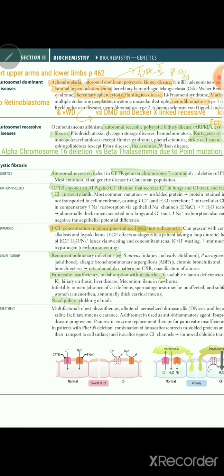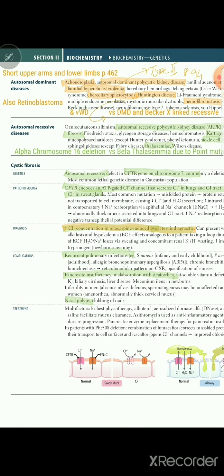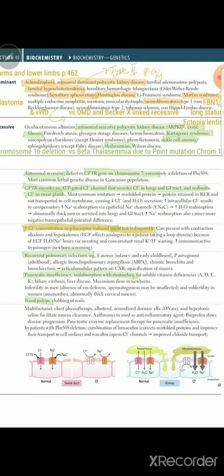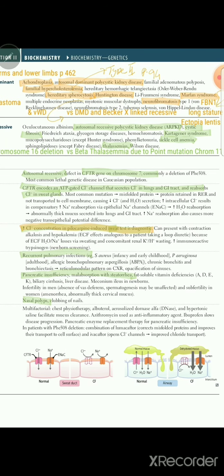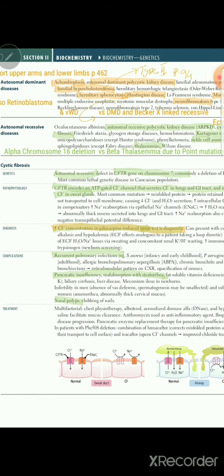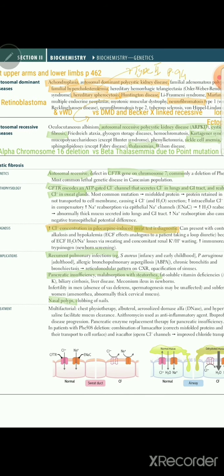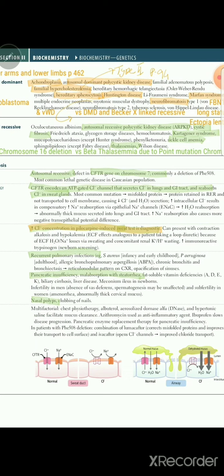Hypercholesterolemia is given on page 94. Type 2 dyslipoproteinemia and type 4 are also autosomal dominant, and the other two types, 1 and 3, are autosomal recessive. So these are all asked, but important is familial hypercholesterolemia, like familial adenomatous polyposis. It is also autosomal dominant. Then hereditary hemorrhagic telangiectasia, not important. Then hereditary spherocytosis, where mostly the spectrin protein gene is involved. It is also given in the blood chapter.